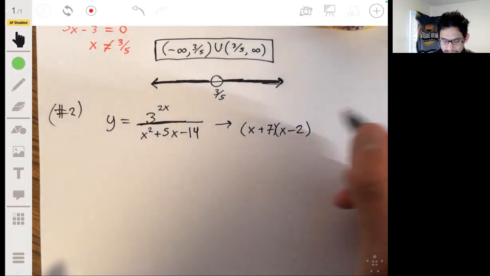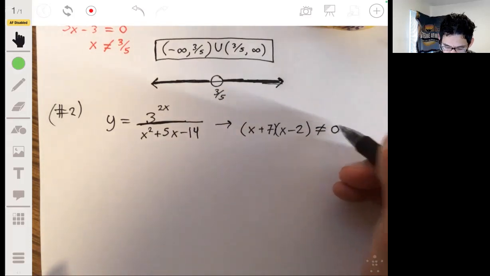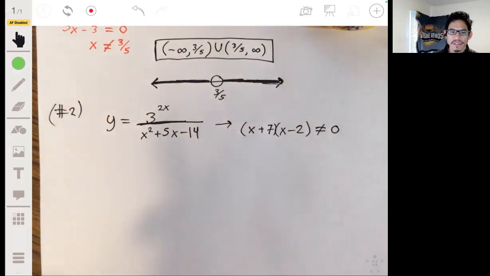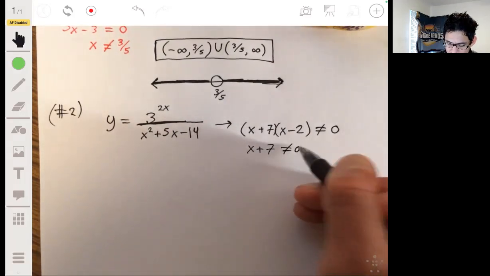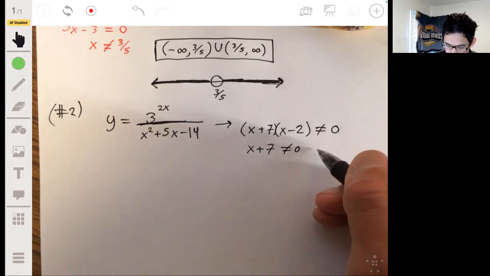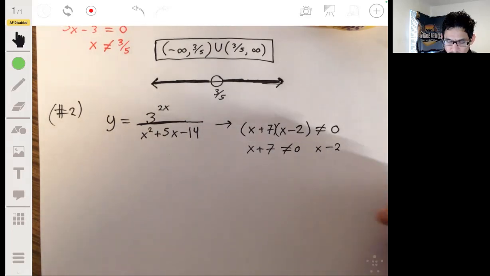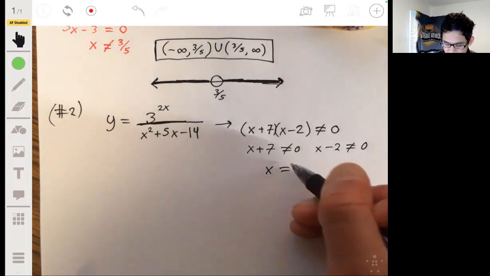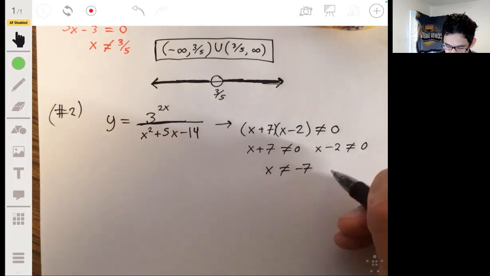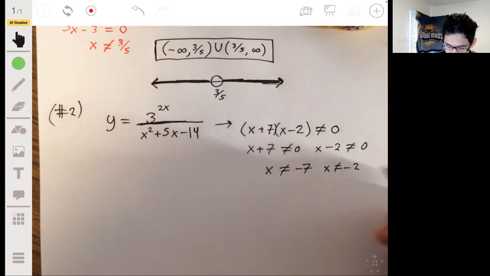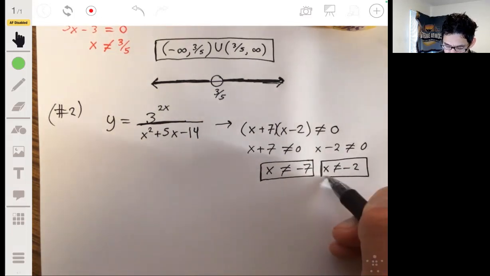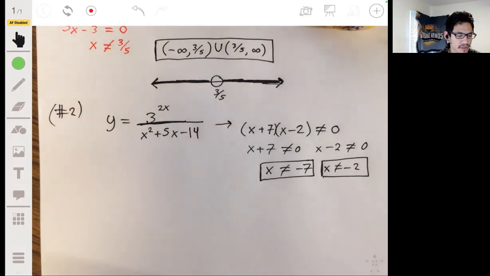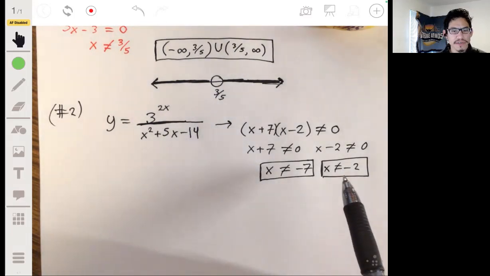Again, this can't be equal to 0, because that would make the function undefined. So we solve this, so to speak. x plus 7 can't be 0, and x minus 2 can't be 0. So that means x can't be -7, and x can't be 2. These two values of x would not be in the domain. So the domain would be all real numbers except these two.